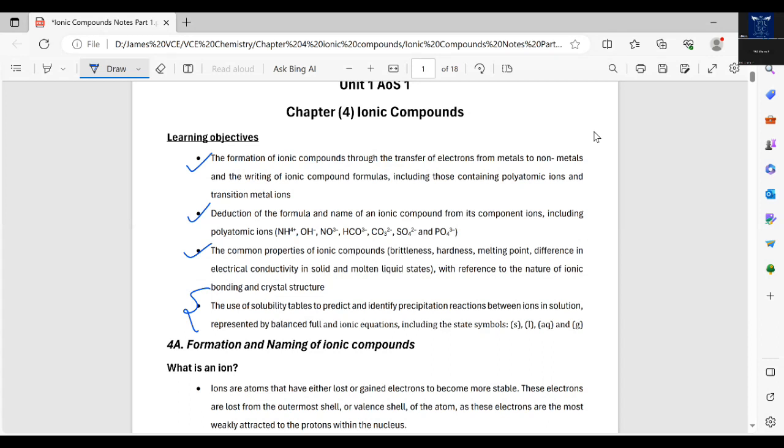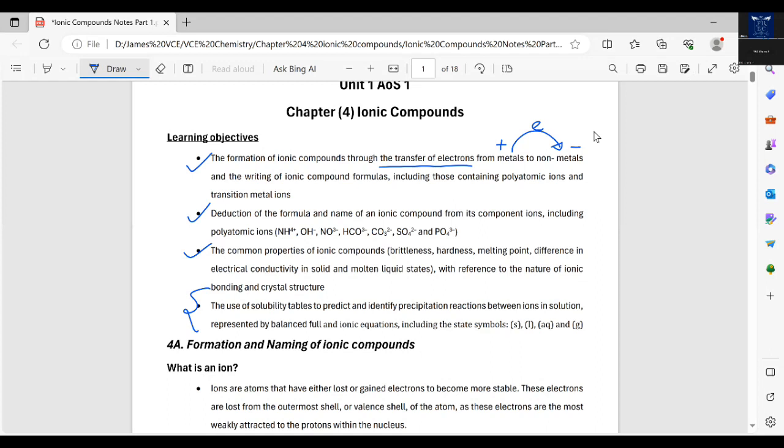Okay, right. Key points: formation of ionic compounds. You need to recognize that the formation of ionic compounds is due to the transfer of electrons. Remember in the previous chapter 3, when we looked at covalent compounds, it is a sharing of electrons. So here is a transfer of electrons. The transfer of electrons will always go from metal to non-metals. So this metal will form a positive ion, and the non-metal will form a negative ion.